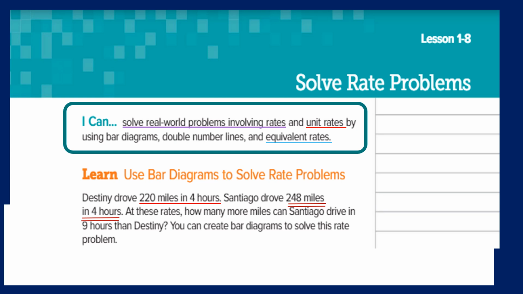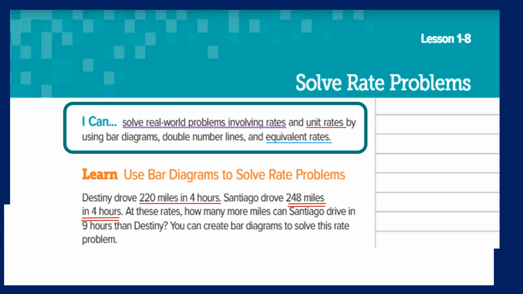So the overall problem says this. Destiny drove 220 miles in 4 hours. Santiago drove 248 miles in 4 hours. At these rates, how many more miles can Santiago drive in 9 hours than Destiny? You can create a bar diagram, but once again, I find that more confusing than just looking at what I'm being asked to do and setting up the math problem.